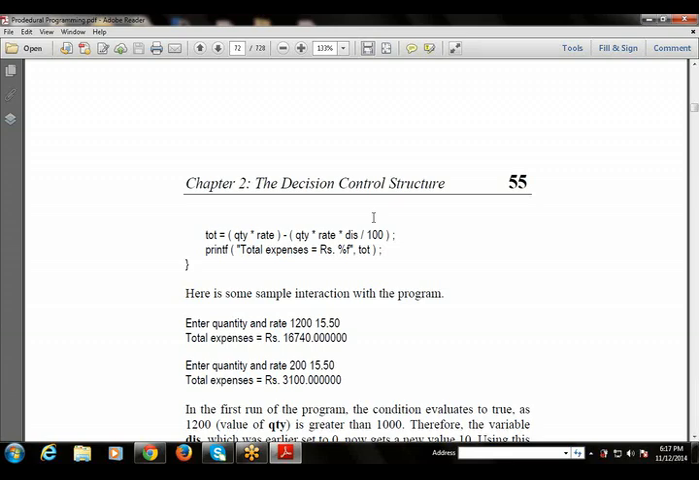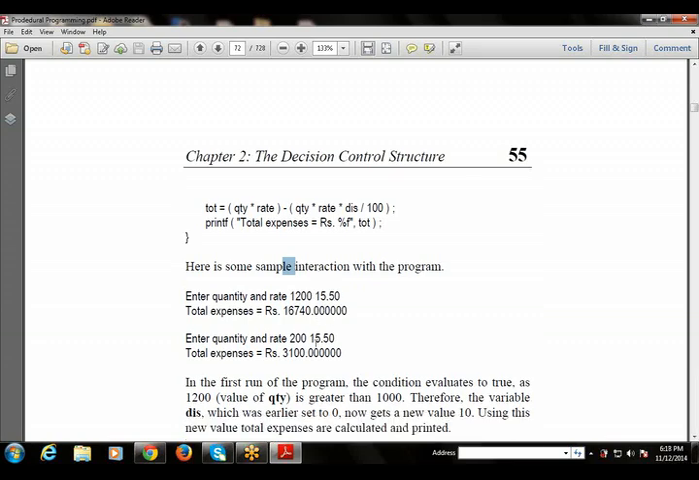This uses the condition, that is total discount equals the next value. This is the example used for interaction: enter the quantity and enter the rate. First the quantity will be entered, then the rate. The quantity entered is 1200 and the rate entered is 15.50. So one quantity and one rate will be entered.